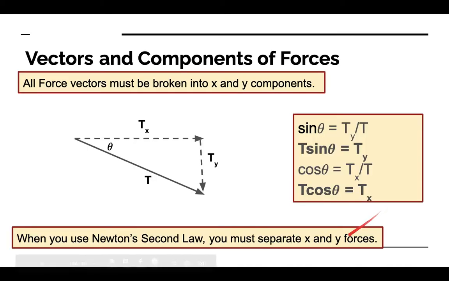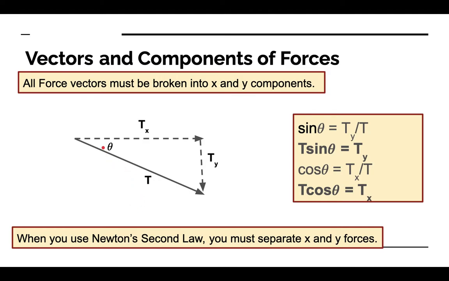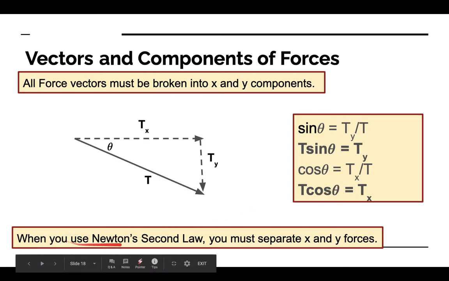Vectors and components of forces. All force vectors must be broken into x and y components. So if we have tension T acting at angle theta, we're going to have Tx and Ty, Tx being the horizontal component and Ty being the vertical component. Ty will equal T sine theta, from the basic relation sine theta equals opposite over hypotenuse, Ty over T. And T cosine theta will be equal to Tx, from the trigonometric relation cosine theta equals adjacent over hypotenuse, Tx over T.